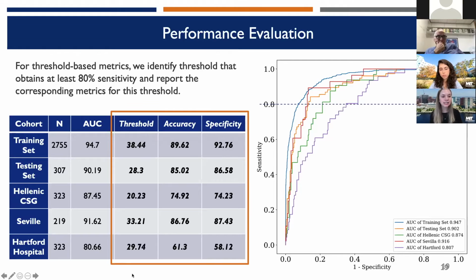On our testing set and on the Seville data set, we're able to obtain specificities of over 85%, with slight losses on the Hellenic data and our Hartford Hospital. But we think overall, this framework provides a way of thinking about trade-offs between sensitivity and specificity in potential deployment to new sites. Individual sites may have different priorities on sensitivity and specificity based on their levels of congestion, their capacity constraints, and also their assessment of costs associated with false positives and false negatives.